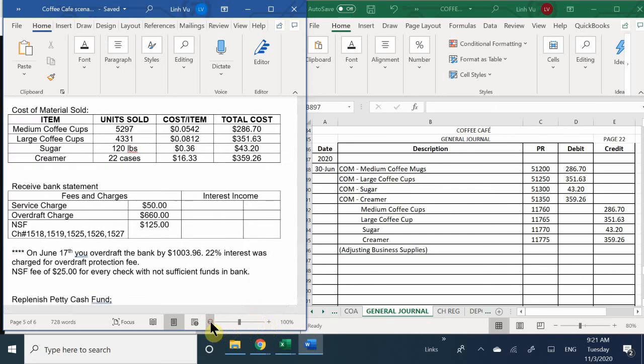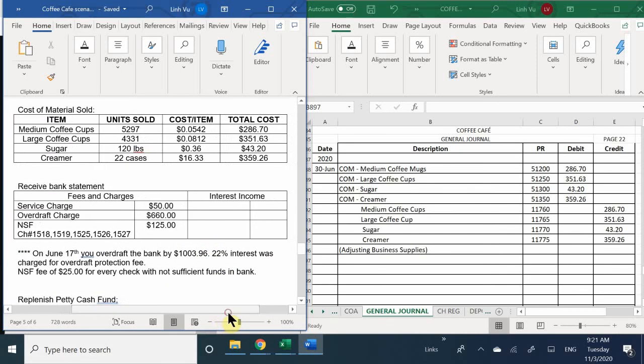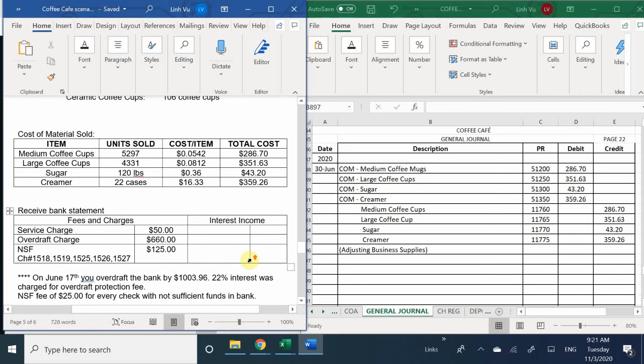Here, let me zoom out. There you go. So what has happened next? What occurred here? We received our bank statement. Yes, we did. Looks like it's time to reconcile. In this case, yes, but we don't obviously have the actual reconciliation that you have to do. So what we're going to do is we're just going to journalize what we got charged for.